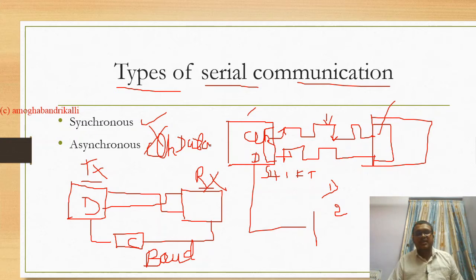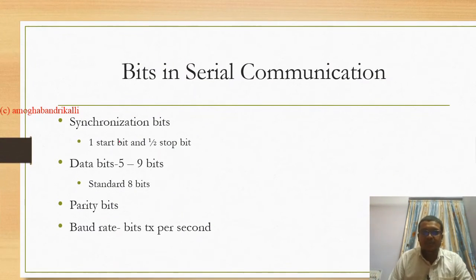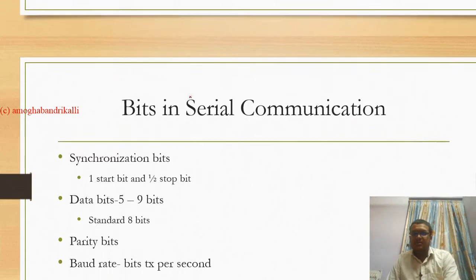So before transmitting, some agreement needs to happen between transmitter and receiver. It can be a synchronous transmitter or an asynchronous transmitter. So that agreement is called a common clock. So in asynchronous baud rate, here also we'll be having a common clock. So these are the types of communication.